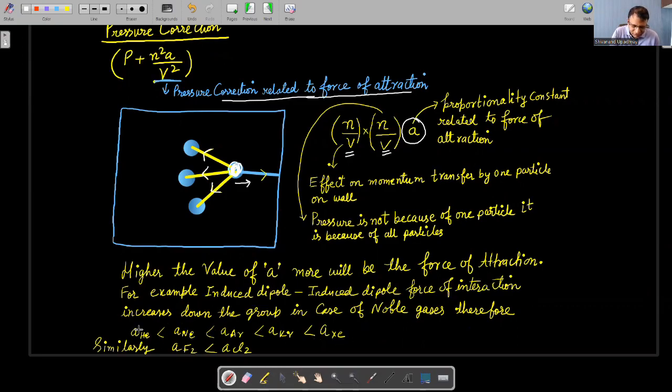So we can say that the constant a, related to force of attraction, is minimum for helium, then neon, then argon, krypton, and xenon. In the same way for halogens, fluorine and chlorine are gases at room temperature. The force of attraction between chlorine molecules is greater than that of fluorine molecules, because both molecules are non-polar. In non-polar molecules, London forces are directly proportional to the mass of the molecule. The mass of a chlorine molecule is greater than a fluorine molecule. So a for chlorine is greater than a for fluorine.